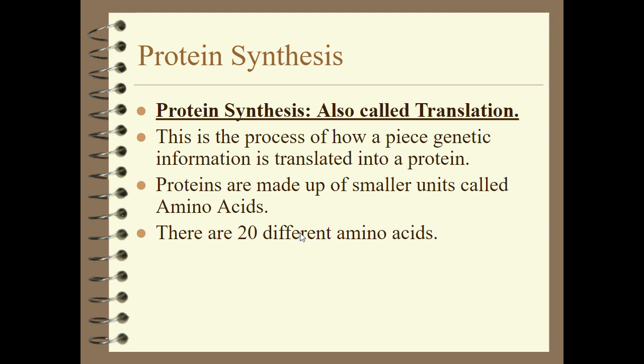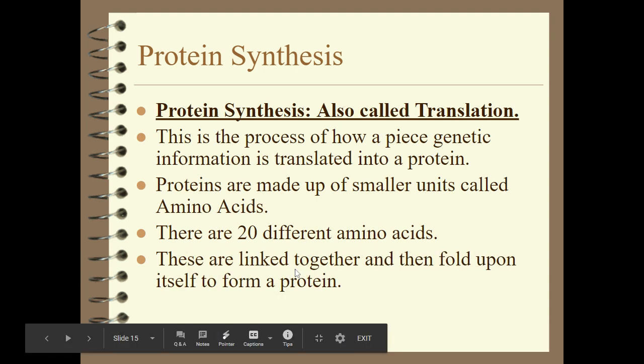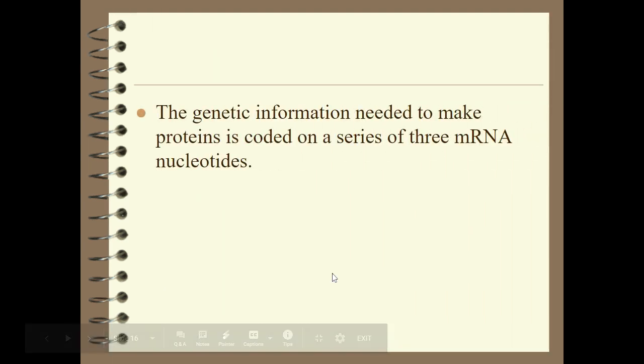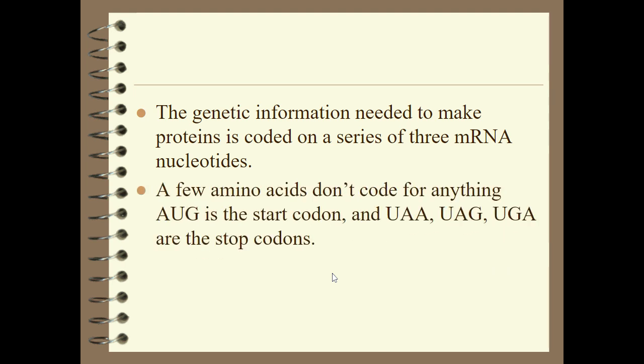So proteins are made up of small amino acids. There are 20 different types of amino acids. These are all linked together to form the protein itself. Genetic information is needed to make the proteins. That's why you need a series of messenger RNA.